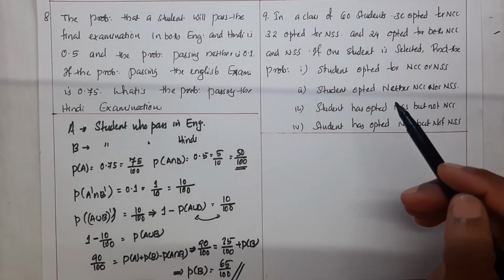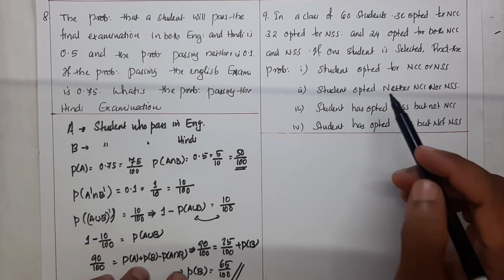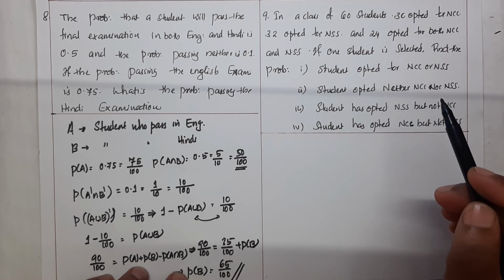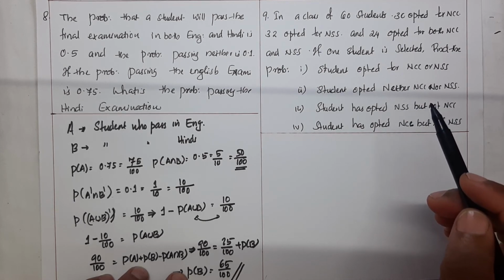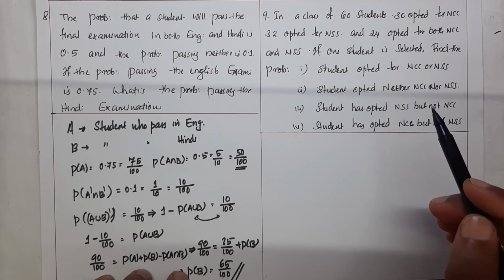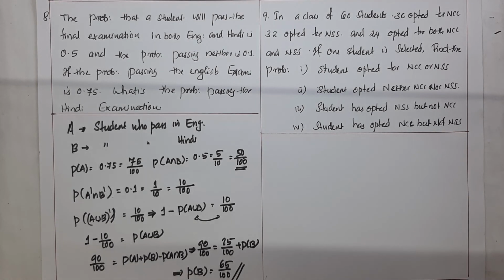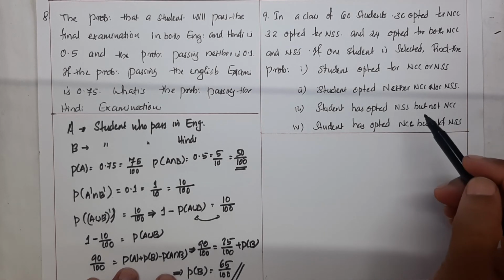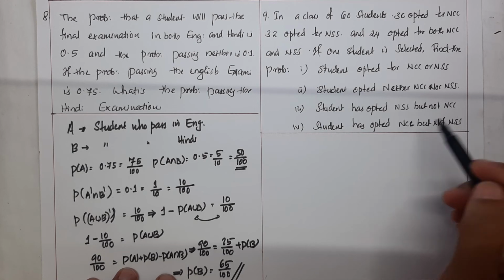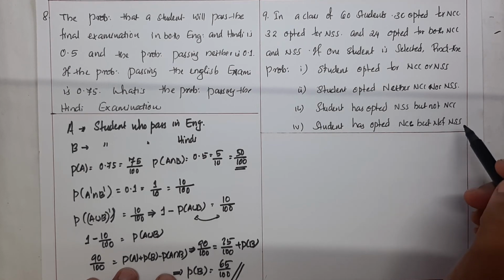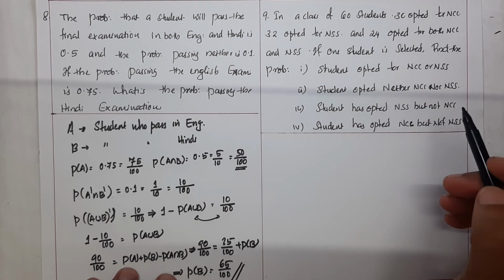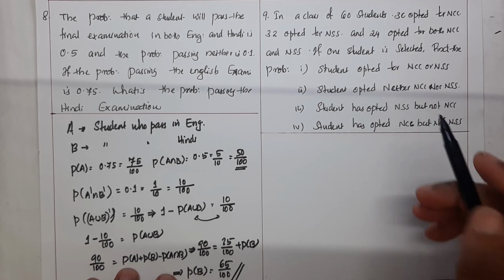Okay. Now discuss one more question. In a class of 60 students, 30 opted for NCC, 32 opted for NSS, and 24 opted for both NCC and NSS. If one student is selected, find the probability that the student opted for NCC or NSS, opted neither NCC nor NSS, opted NSS but not NCC, and opted NCC but not NSS. Here, direct probability is not given. We find out the probability of each event.